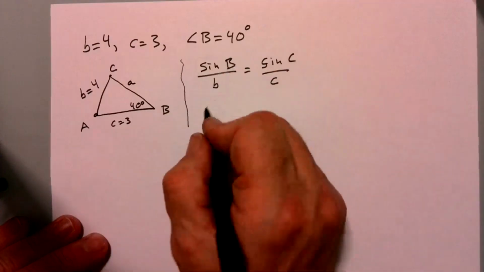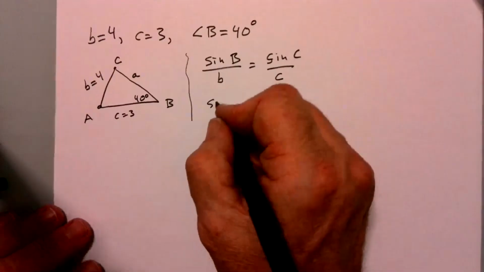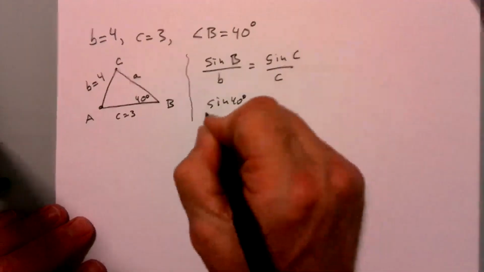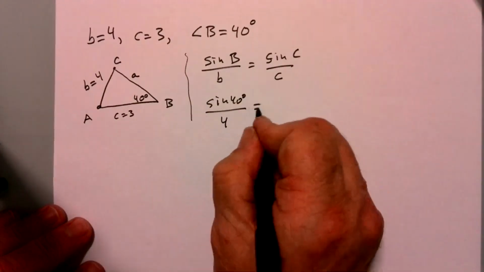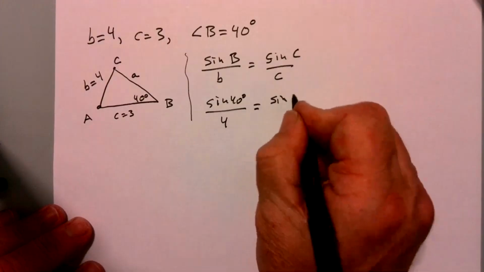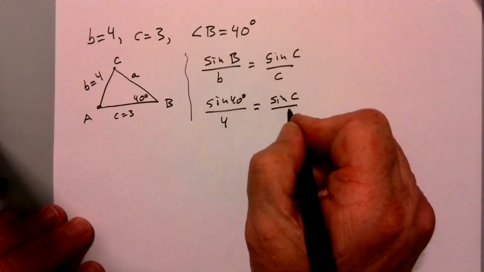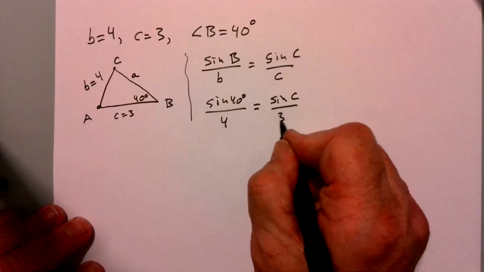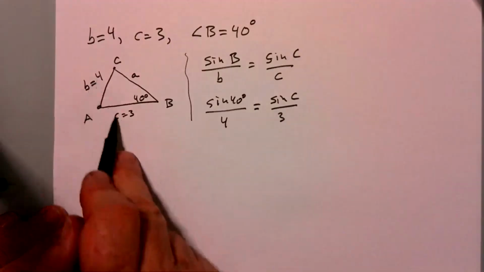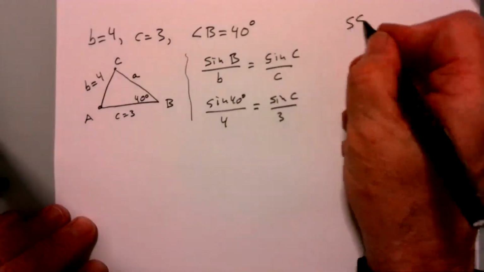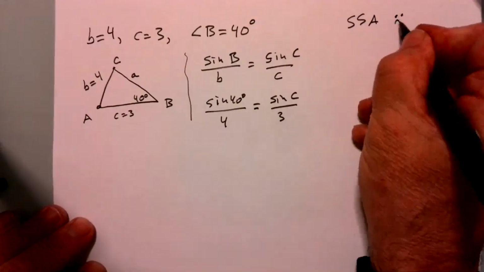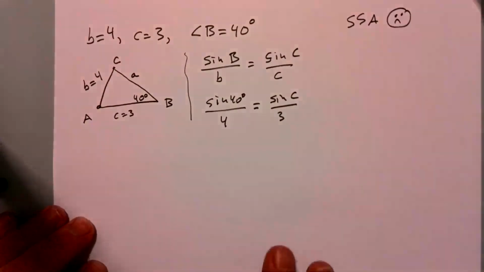Sine of B is sine 40. Sine of 40 degrees over little b, which is 4, equals sine of C. I don't know what that is. Over little c, what is little c? Little c is 3. I want you to recognize again, two sides, non-included angle, SSA, unhappy, because that's going to be challenging.